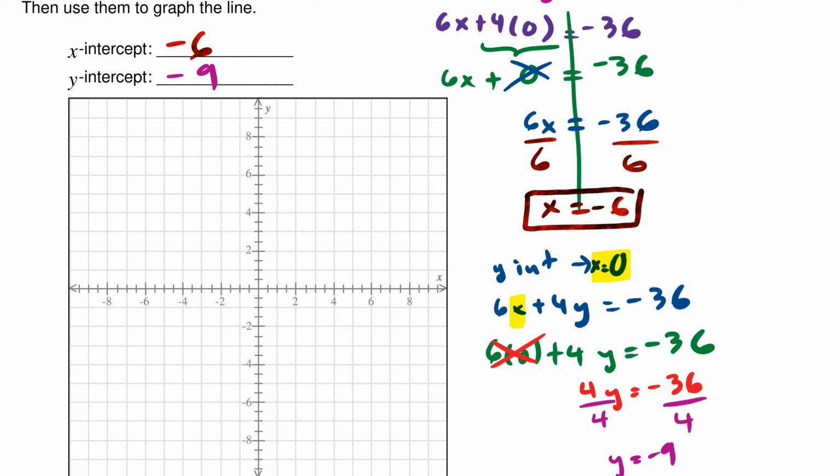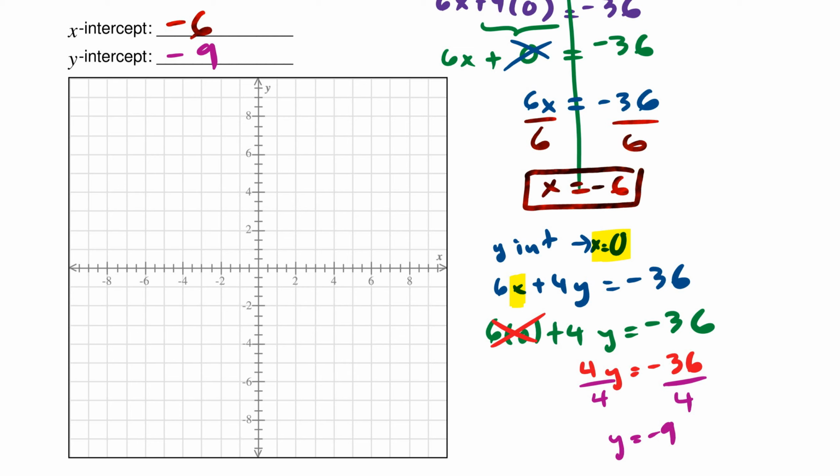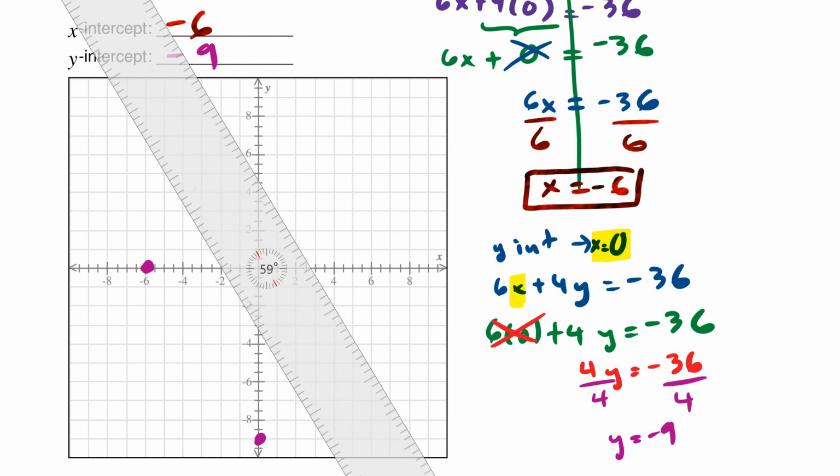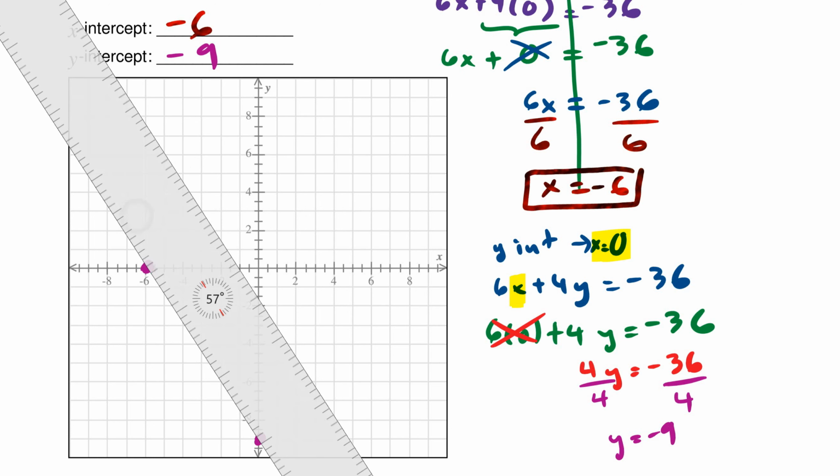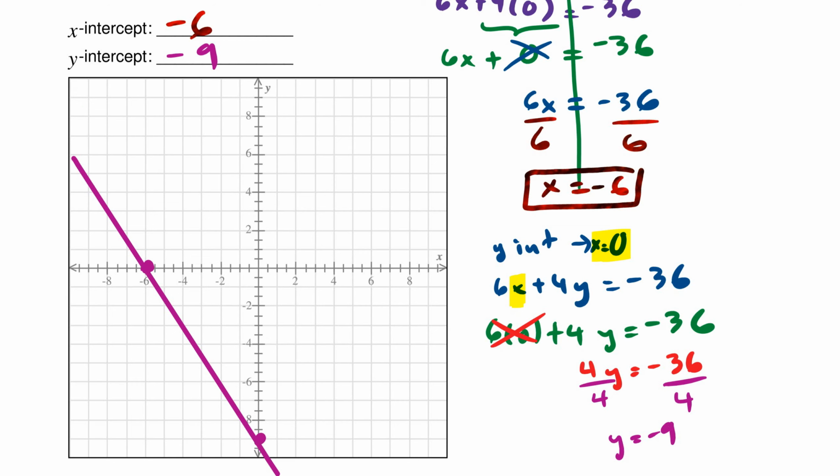So to graph this, the x-intercept, on the x-axis, is -6, and the y-intercept, on the y-axis, is -9. And we draw the line through those 2 points. Okay, so that's it for number, I believe, 31.